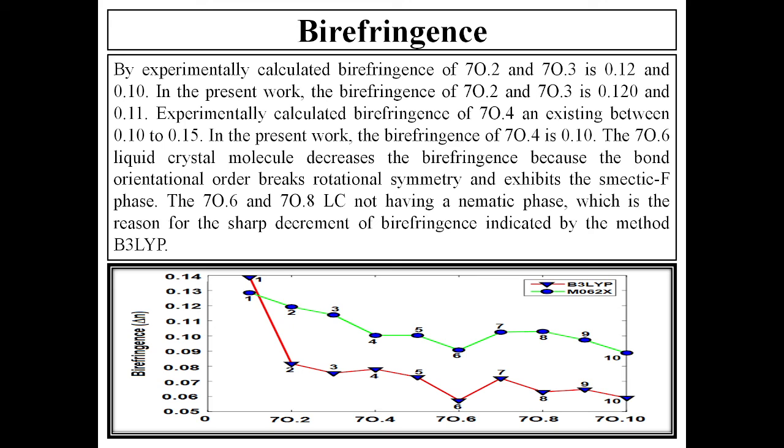The 7O6 liquid crystal molecule decreases the birefringence because the bond orientational order breaks rotational symmetry and exhibits symmetric F phase. The 7O6 and 7O8 did not have a nematic phase, which is the reason for the sharp decrease of the birefringence indicated by the B3 method.